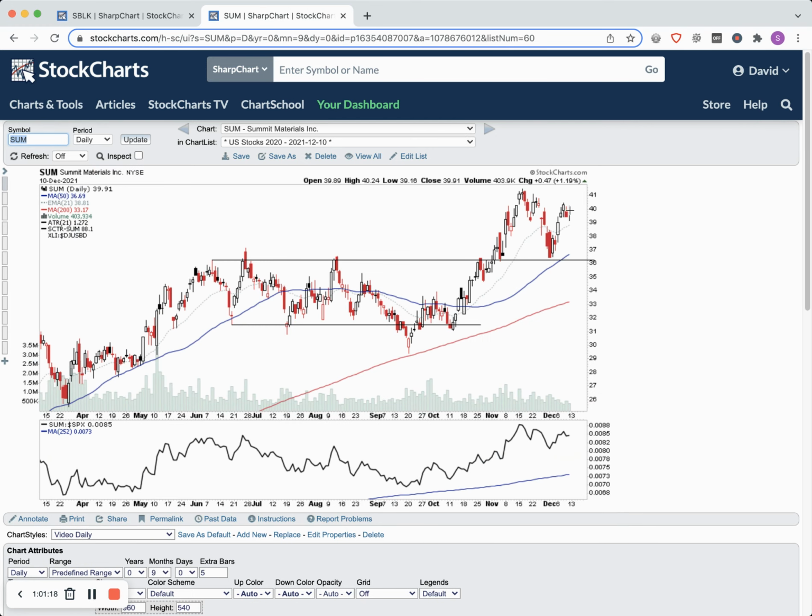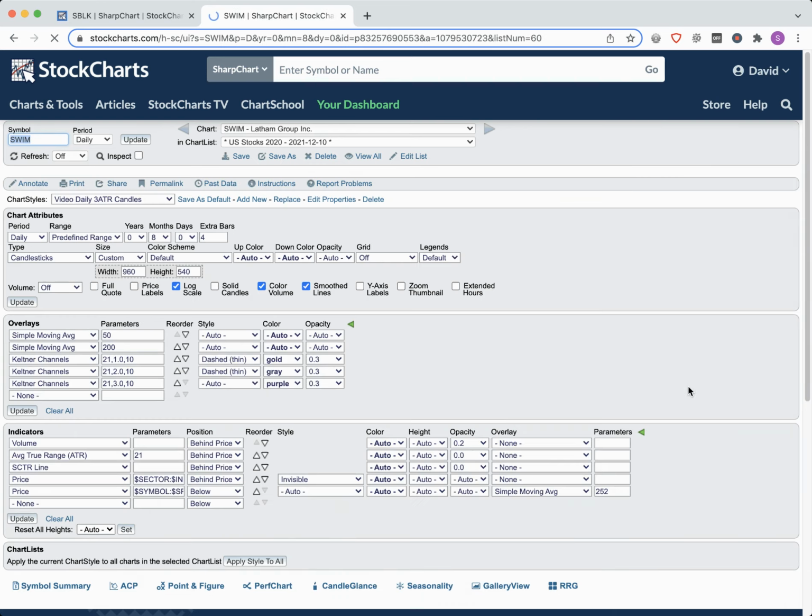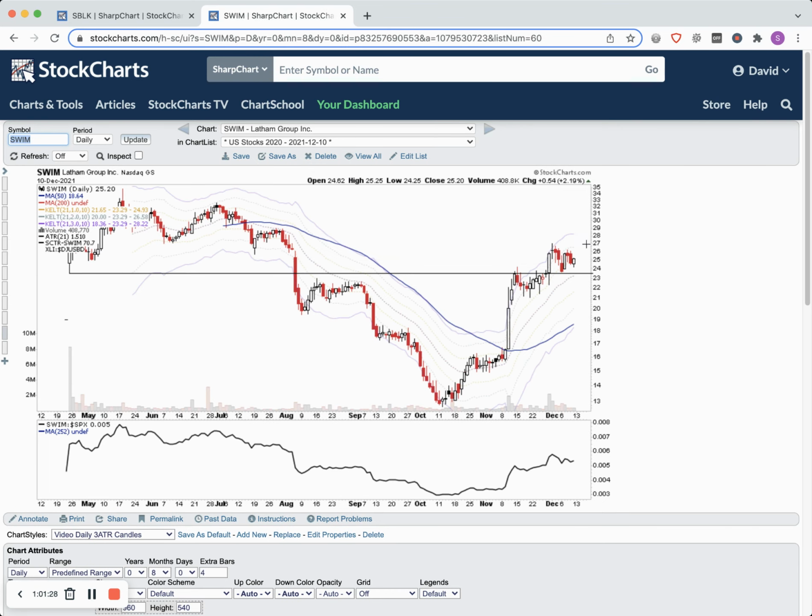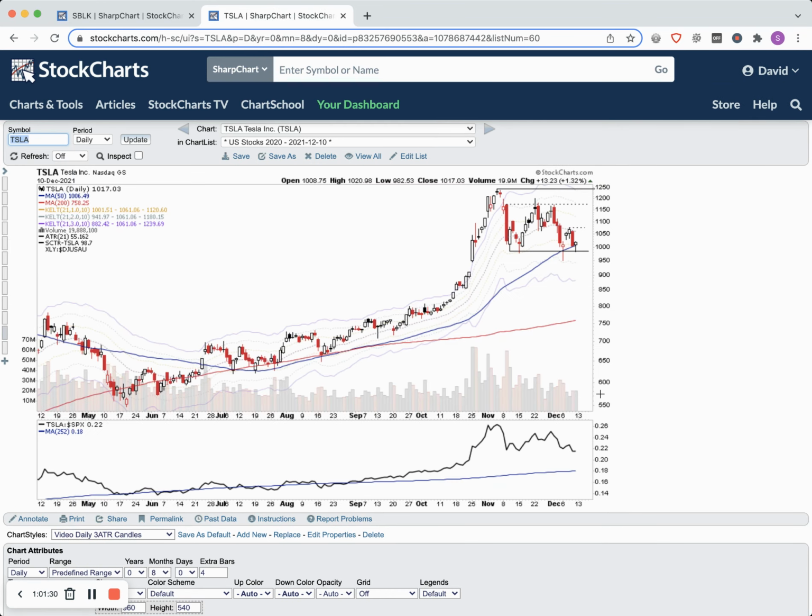SUM, same sort of thing, pullback into a higher low. So off this base, we've made a higher low, so looking for a breakthrough of this near-term pivot. Swim, again, near-term pivot break, looking for that. Tesla, looking a little bit weak at the moment, but if it can break through this near-term pivot here and then again recover that 1 ATR level there, then it could potentially start to trend. But we are in a sideways trading range at the moment.